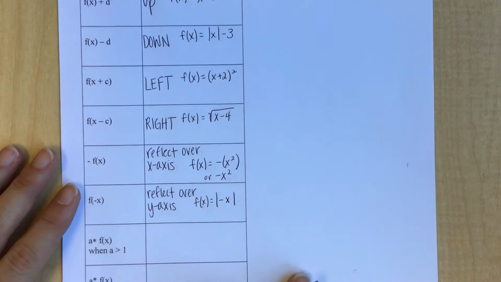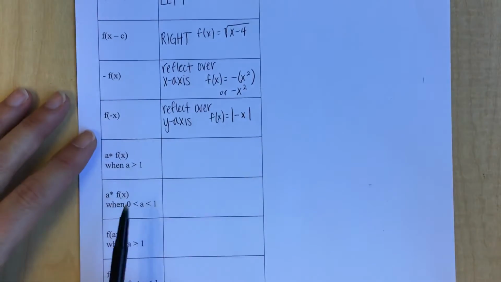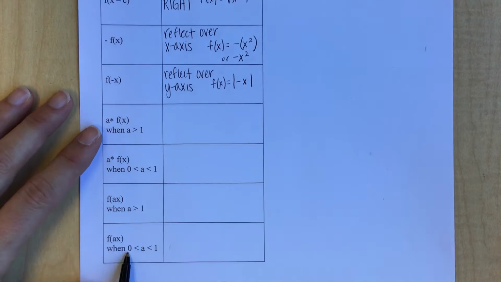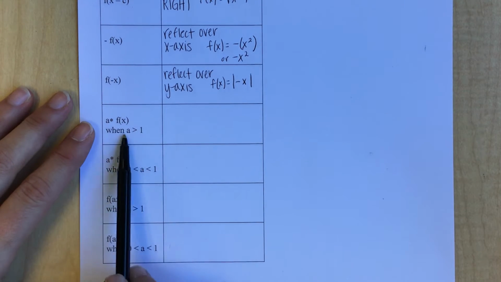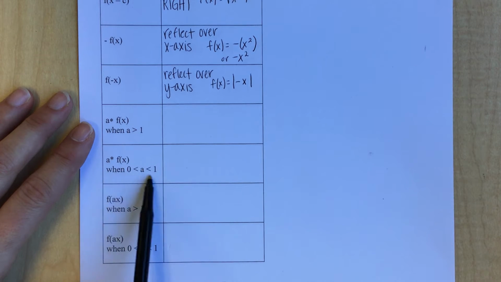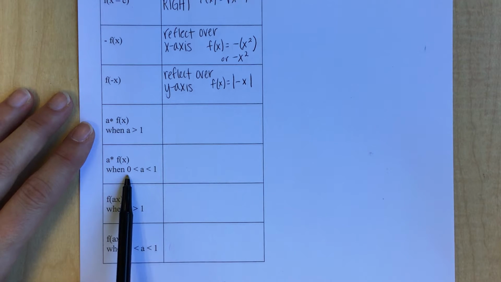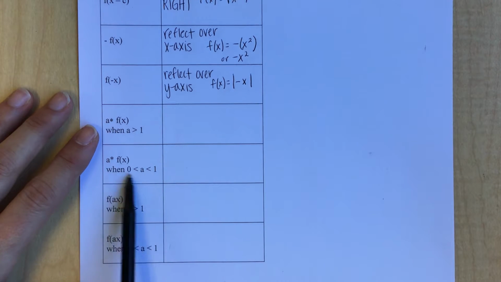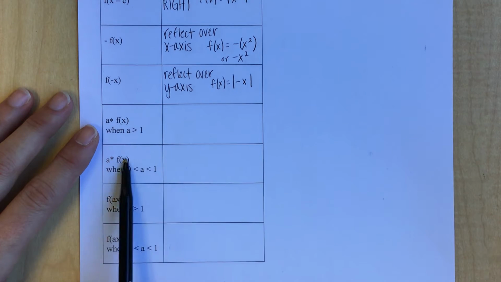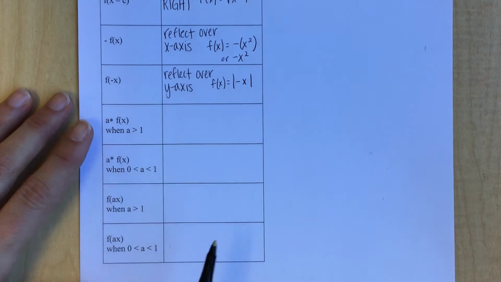All right, so then today we're going to talk about what happens when we multiply outside the function and then inside the function, okay? This is talking about when a is bigger than 1. And this is talking about when a is a fraction, like 1/4, 1/2, 2/3, 3/6, whatever it may be, okay? But no negatives, because the reflection takes care of our negatives, so we don't have to worry about that. So we're just looking at whether it's a fraction or a whole number, okay?